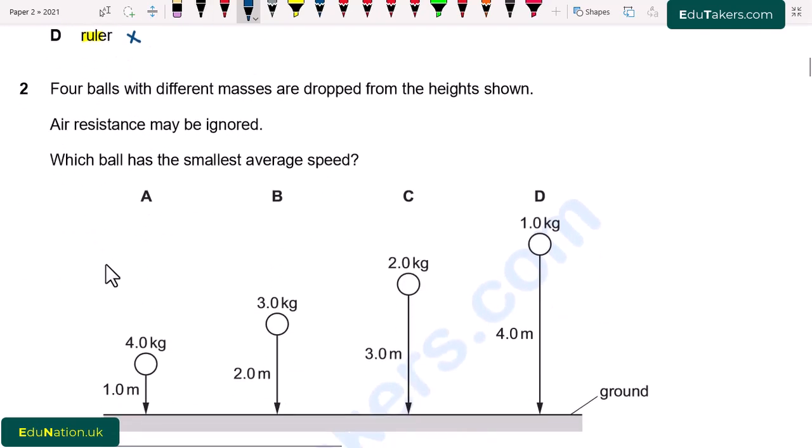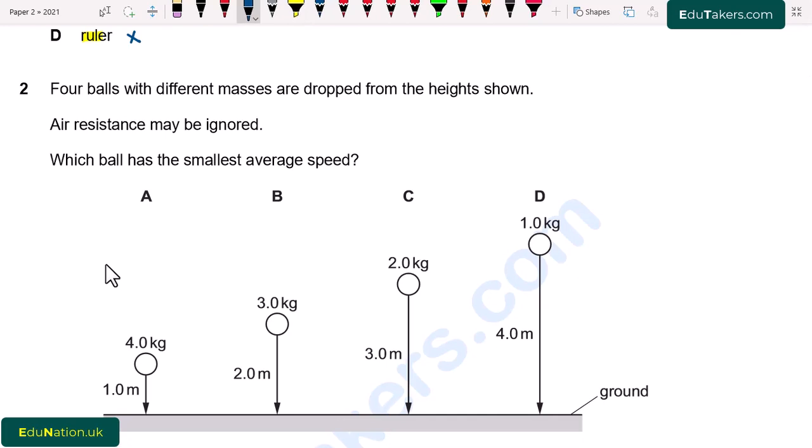Question number 2. 4 balls with the different masses are dropped from the height shown. Air resistance may be ignored. Which ball has the smallest average speed? So here which one of the following ball has the smallest average speed? 4 balls are given, A, B, C and D. We can see here that the balls are dropped from the certain height.